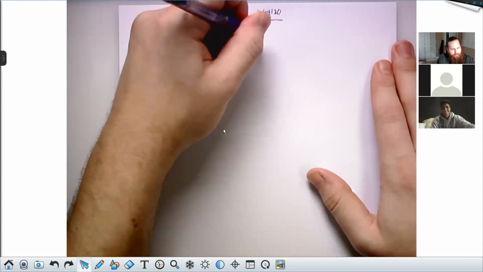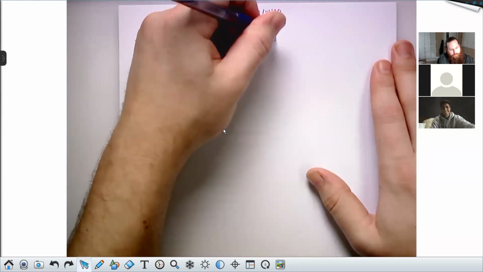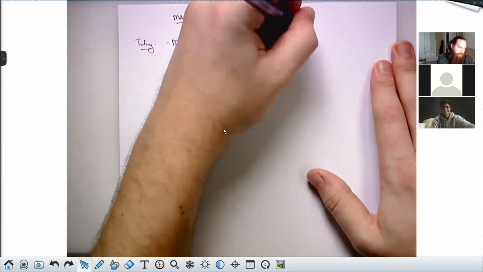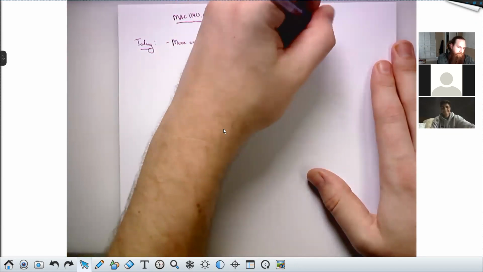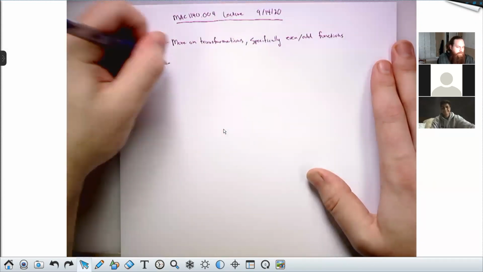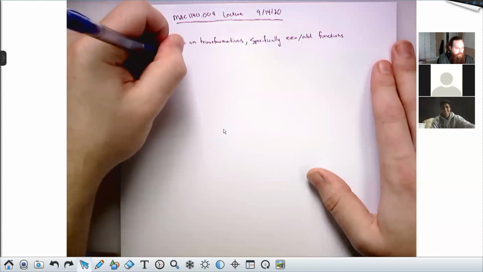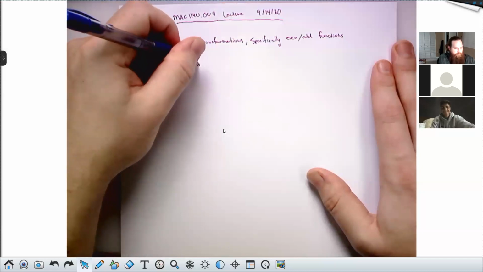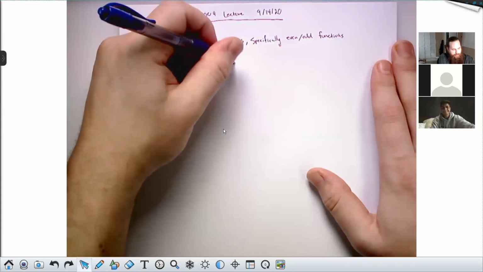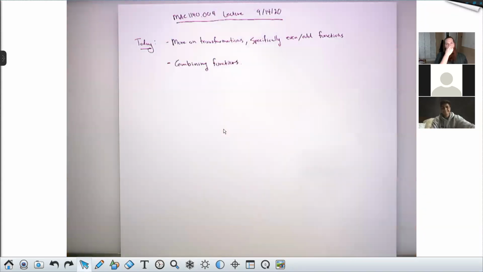Specifically, I want to talk about even, odd functions, function parity. And then we're going to move on to the next section, which is on combining functions. Later this week, we're going to talk a little bit about one-to-one functions and their inverses. And then we'll almost be ready for exam one.